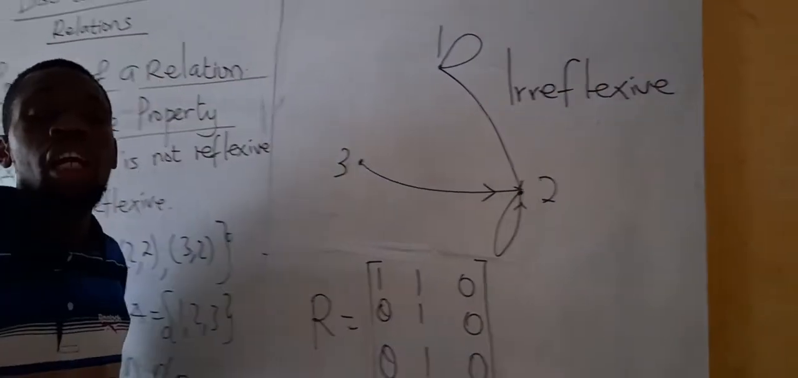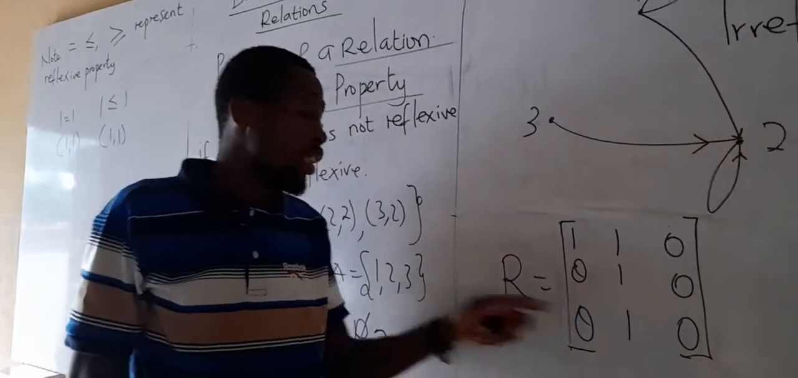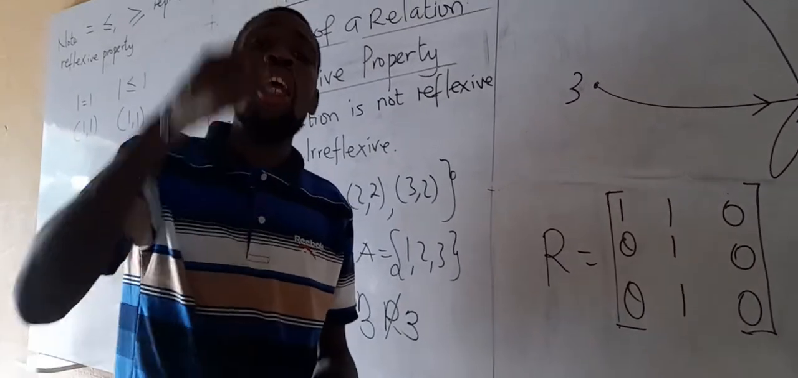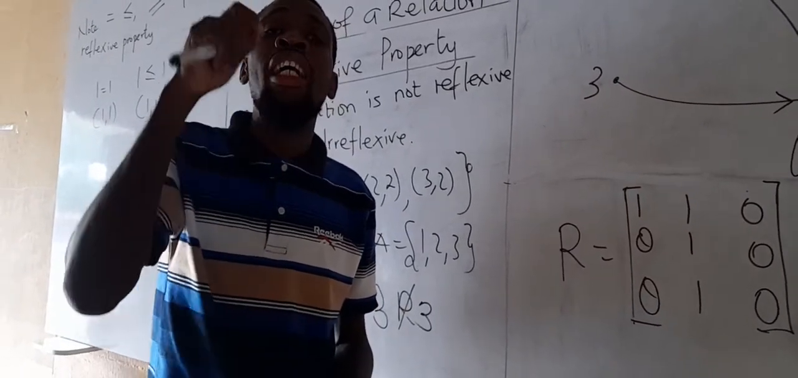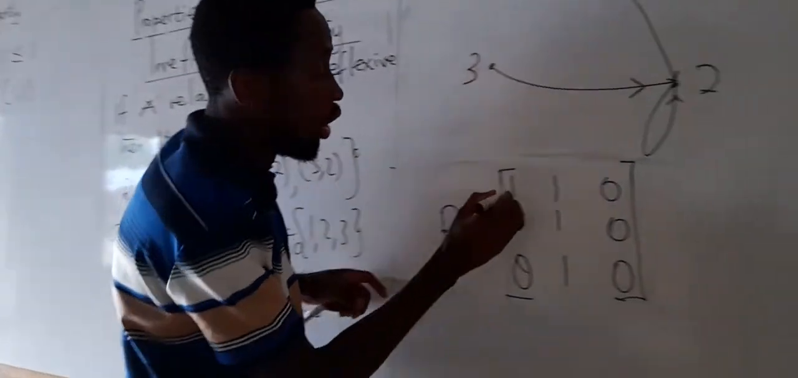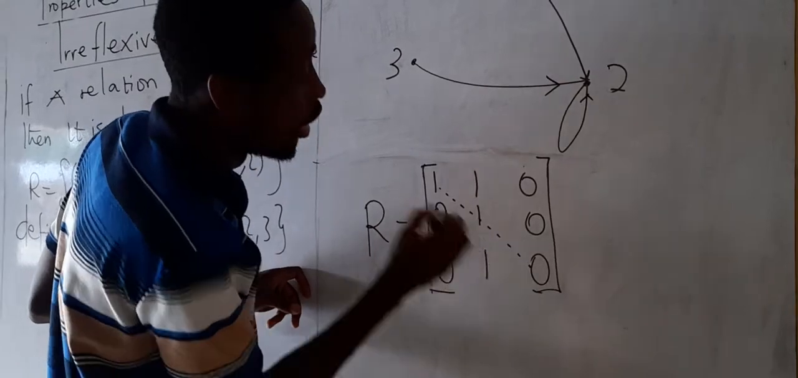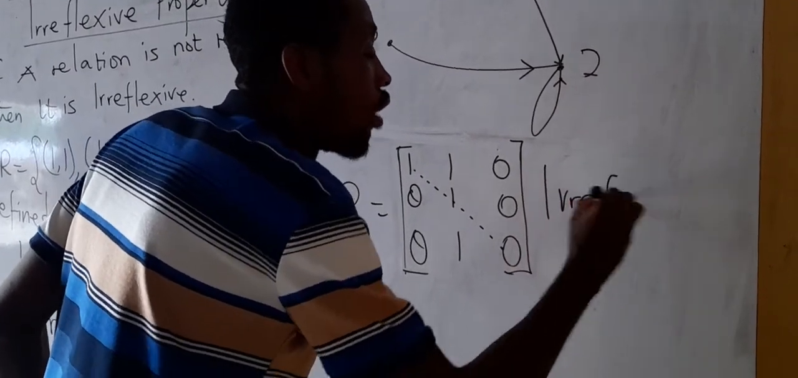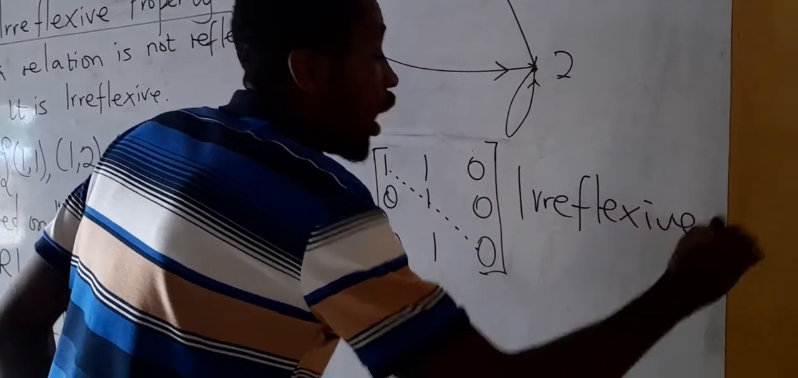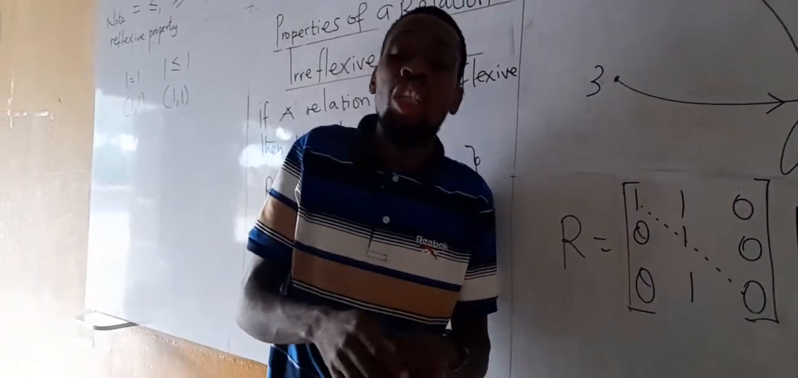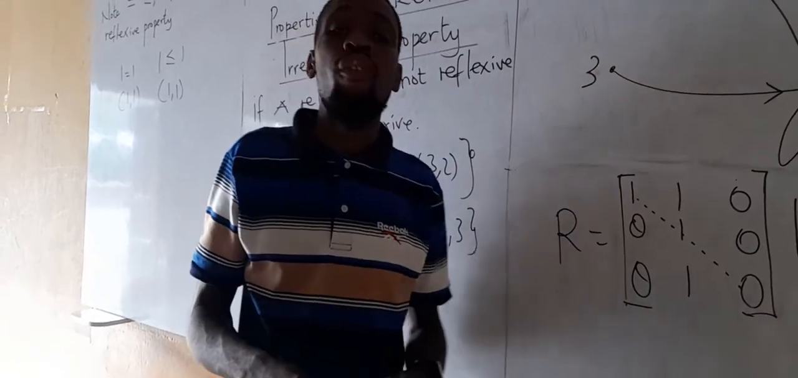Now let's come to the next one, which is a matrix. Remember, we say a matrix represents a reflexive relation if all the elements in the principal diagonal are one. So let's check all the elements in the principal diagonal. Look at this, they are not all one because this is zero. Then this matrix is also irreflexive. I hope you get the irreflexive property. If a relation is not reflexive, then it is irreflexive. I hope you get that.